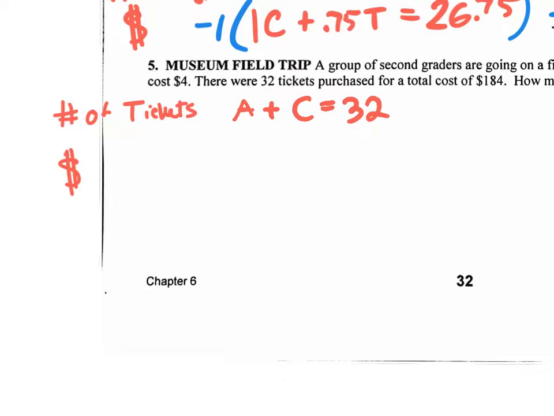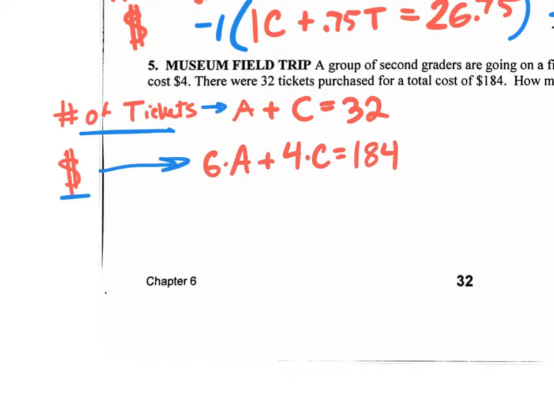Now we're going to write an equation based on money. All right. Now what do I mean by based on money? How much is each adult ticket? $6. So I'm going to put 6 times A, because if you sold 10 adult tickets, that'd be $60, right? So 6 times whatever number of adult tickets were sold, plus how much are the children tickets? $4 times however many children's tickets were sold. I know it'll give me my grand total of $184. So the top equation was based on number of tickets. It's right there. The bottom equation is based on money. It's right there.